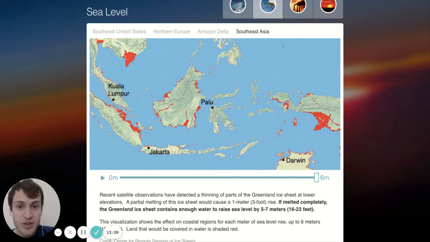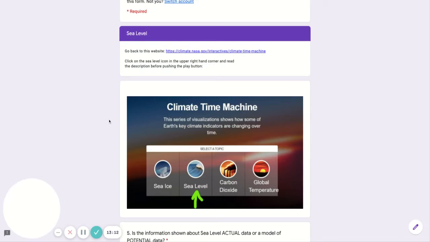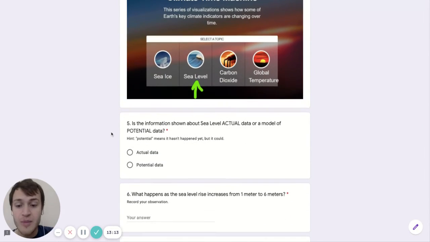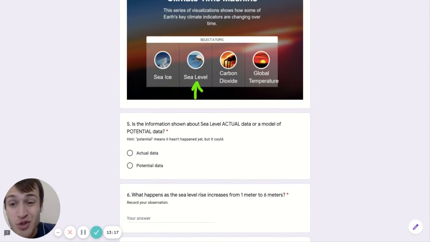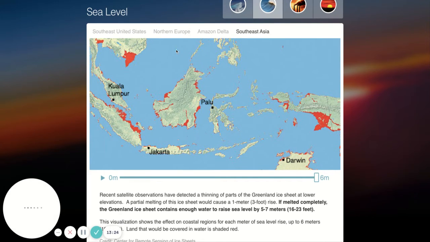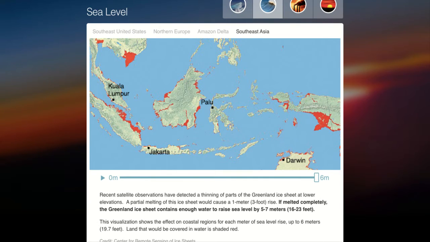So let's return to sea ice, or rather to the Climate Time Machine Google form. Number 5 says, is the information shown about sea level actual data or a model of potential data? This model is showing what could happen, so this is actually potential data. Number 6, what happens as the sea level rise increases from 1 meter to 6 meters? Like the land on the coast goes underwater.